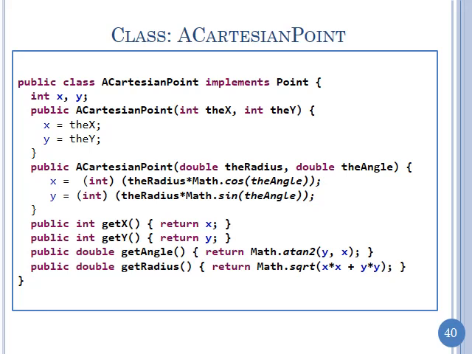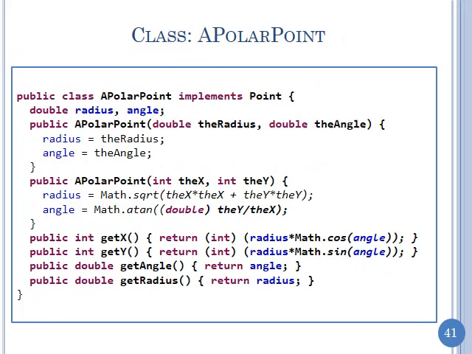I'm calling it a Cartesian point because it's an implementation of a point. Even though I have two different constructors, one that takes Cartesian coordinates, one that takes polar coordinates, I'm calling this a Cartesian point. It stores the Cartesian values and computes the other values. Another alternative would be a polar point, which stores the polar values and computes the Cartesian coordinates.